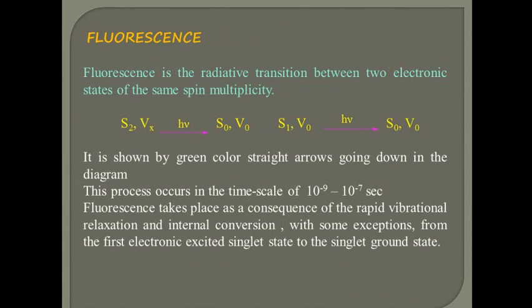Fluorescence. This fluorescence is a radiative transition, whereas internal conversion and intersystem crossing are non-radiative transitions. Fluorescence is the radiative transition between two electronic states of the same spin multiplicity. So singlet state to singlet, S2 to S0 or S1 to S0. So it is between the same spin multiplicity, and it is known as fluorescence. It is shown by green color, and this process occurs in the time scale of 10 to the power of minus 9 to 10 to the power of minus 7.